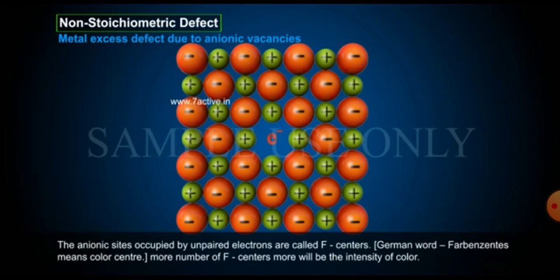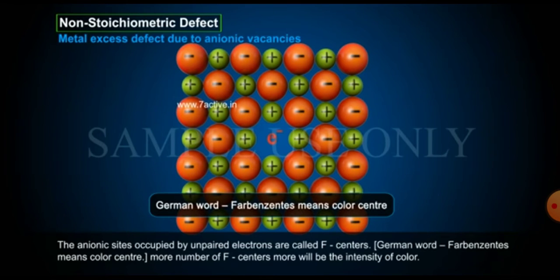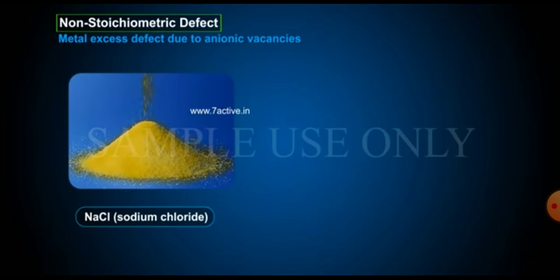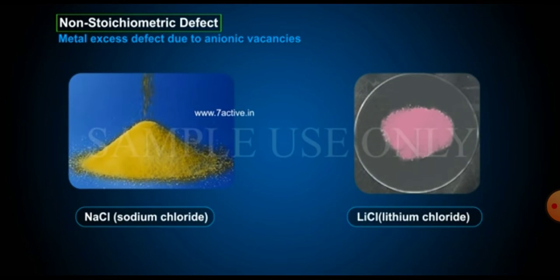The anionic sites occupied by unpaired electrons are called F-centers. From the German word Farbe centers, which means color center. The more F-centers, the more the intensity of color. NaCl, sodium chloride, is yellow. LiCl, lithium chloride, is pink.